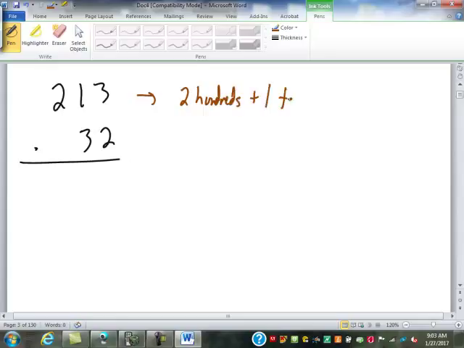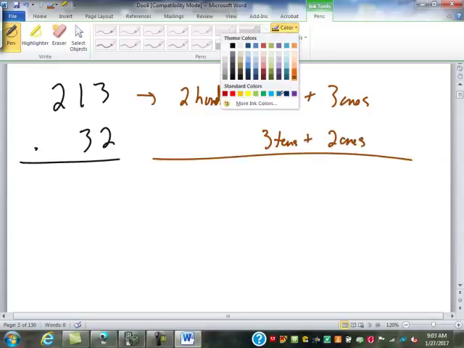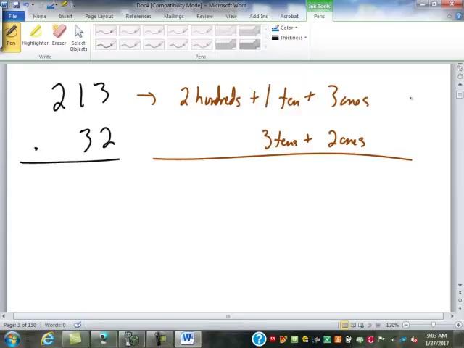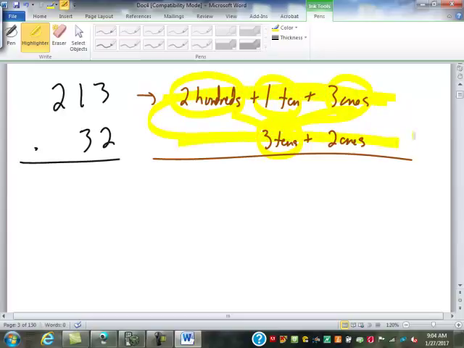200s and 110 and 3 ones, 3 tens and 2 ones. When we multiply, we do not need the same name. So what that means is this 3 tens here not only can combine with that 110, it can also combine with the ones and the hundreds. In fact, every digit in the first number can combine with every digit in the second number.